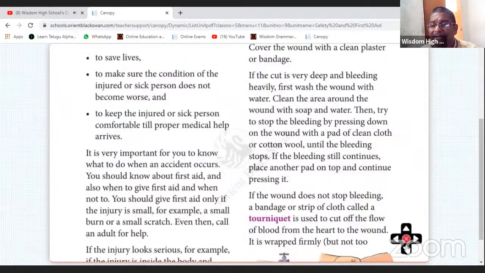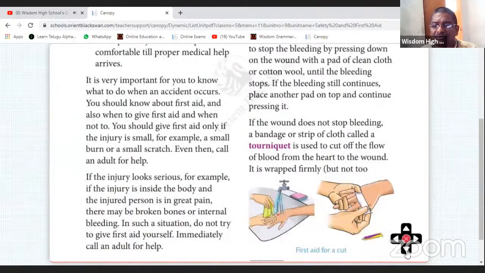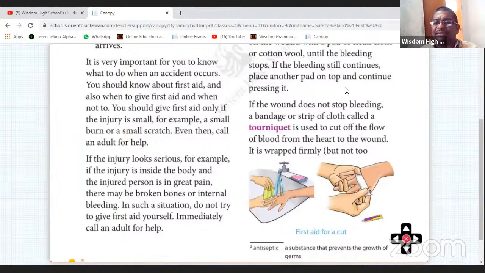If a wound doesn't stop bleeding, a bandage or strip of cloth called a tourniquet is used. A tourniquet is used to cut off the flow of blood from the heart to the wound. It is wrapped firmly but not too tightly. Dear children, concentrate here. If you cannot stop the bleeding, one bandage, a strip of cloth, should be present. That is called a tourniquet.